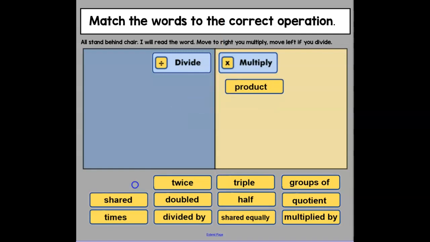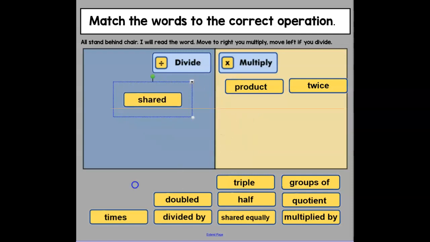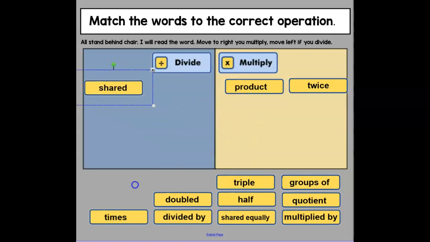Product is that word when we multiply a factor times a factor, we get a product. That's the answer when we multiply. Okay, what about if I wanted you to find twice a number? Would we multiply or divide? Move. Twice would mean you multiply times 2. Okay, next, what about shared? Shared would mean divide. If you're going to share your cookies or share your money with people, you're going to divide it.